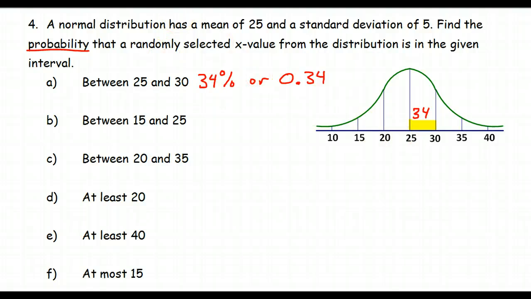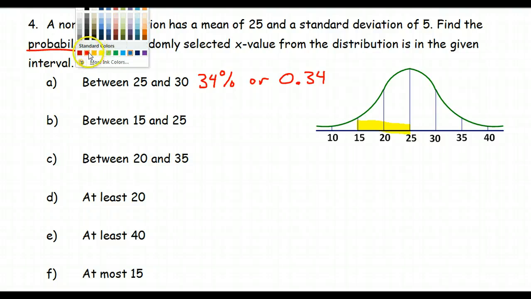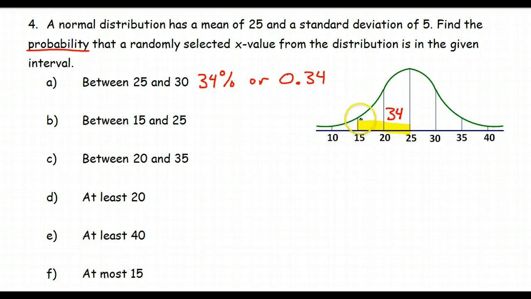So between 15 and 25 will be from here to here. Now, that's not a single number that we've memorized, but we can figure it out because this one is 34% and this region is 13.5%. So if we add these two numbers together, we get 47.5%, which is the same thing as 0.475.